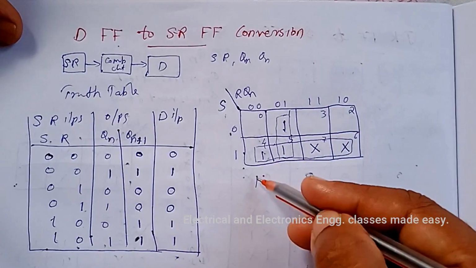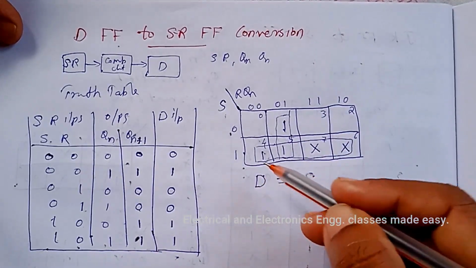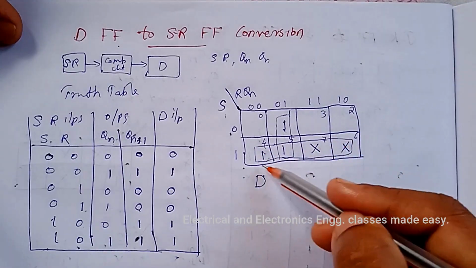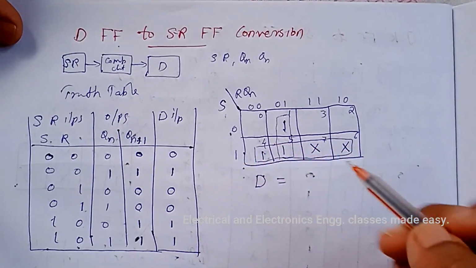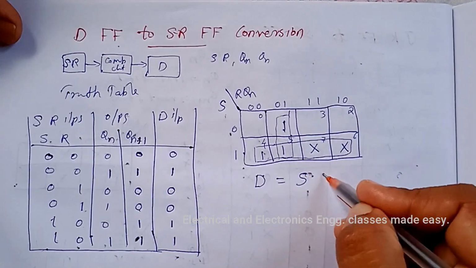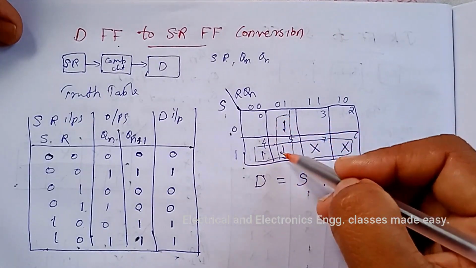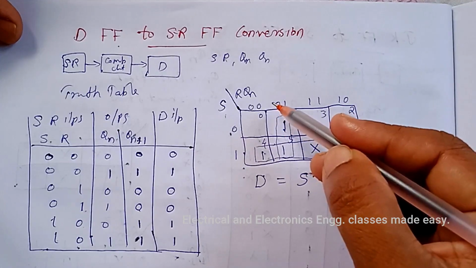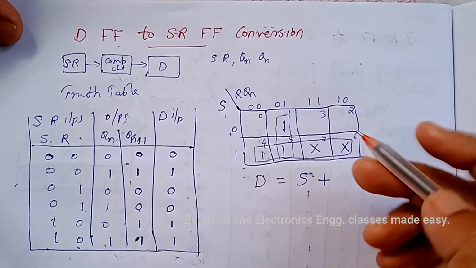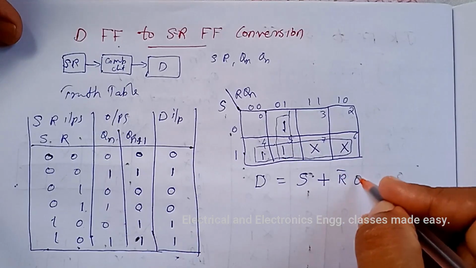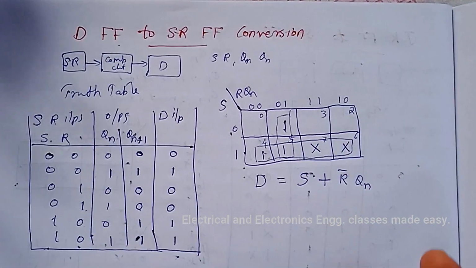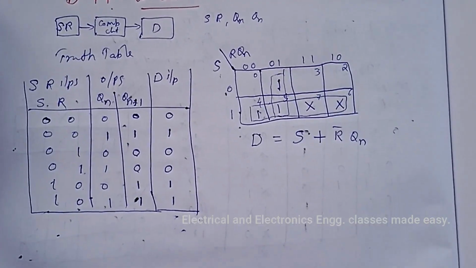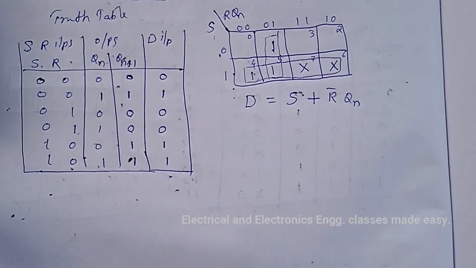So this is the realization for D, and D is equal to, for these 4 squares we get S, S plus, and for these 2 squares it is R bar into Qn. Now we can draw the logic diagram.